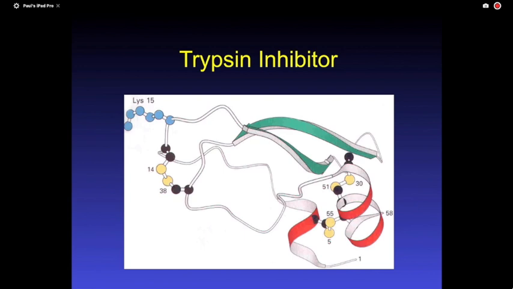Now, for some reason, they identify lysine 15. I have no idea why they identify lysine 15. That's not important, but that's the picture they chose. What's important here are the disulfide bonds, because they are particularly stable. And so we have 14-38, we have 5-30, and we have 5 and 55.